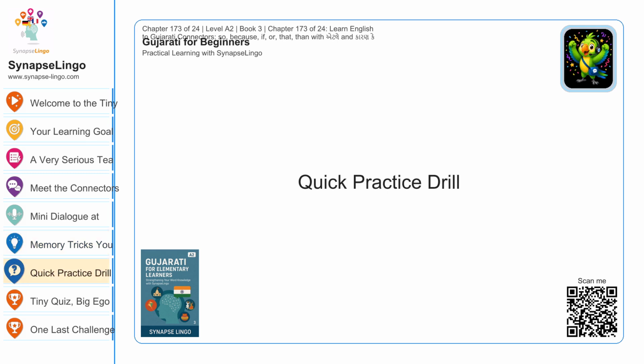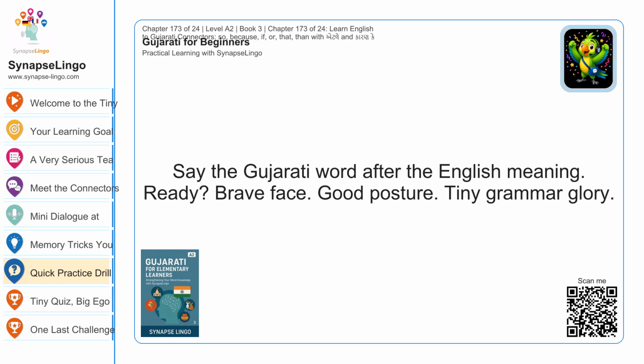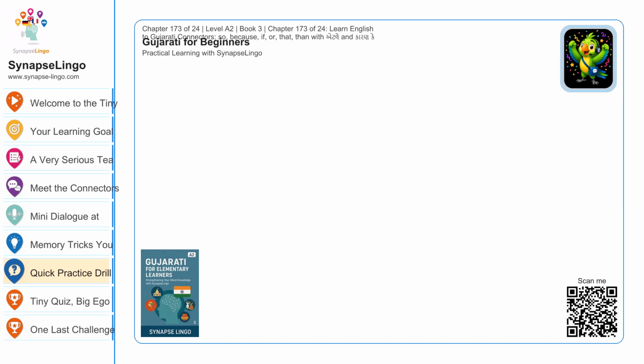Quick practice drill. Say the Gujarati word after the English meaning. Ready? Brave face. Good posture. Tiny grammar glory. So. એટલે. So that. જેથી. Because. કારણ કે. If. જો. Or. અથવા. That. કે. Than. કરતા.